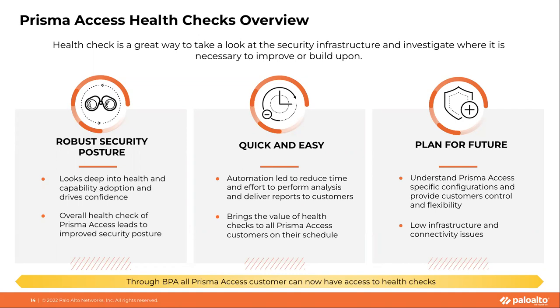Also, automation of health checks through BPA provides results in a quick and easy way that leads to reduced time for our customers to access reports. It also brings the value of Prisma Access health checks to all of our customers on their schedule, right? It also helps to plan for the future by helping our customers understand their network security inside out, which gives them greater control and flexibility while creating the roadmap of their security infrastructure. And it also helps to reduce overall infrastructure and connectivity related issues as well.